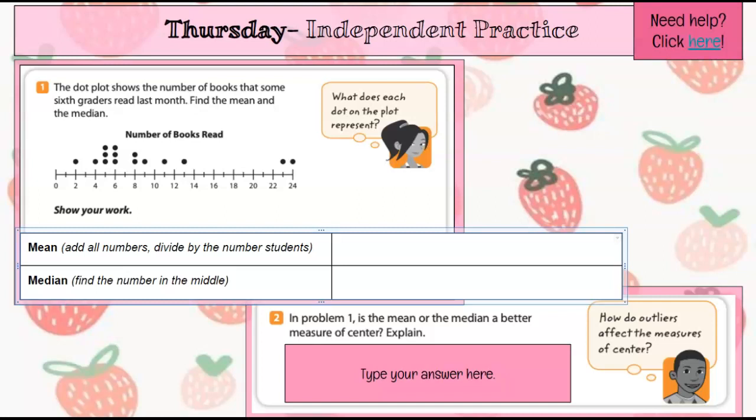So let's look at number one together. The dot plot shows the number of books that some sixth graders read last month. Find the mean and the median.